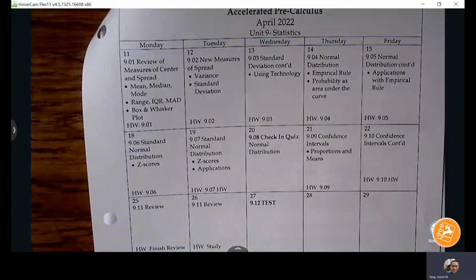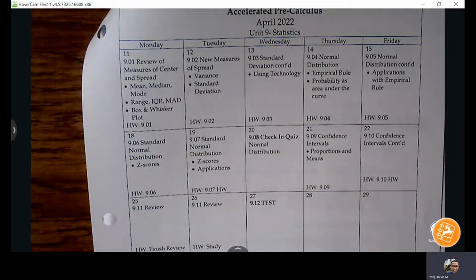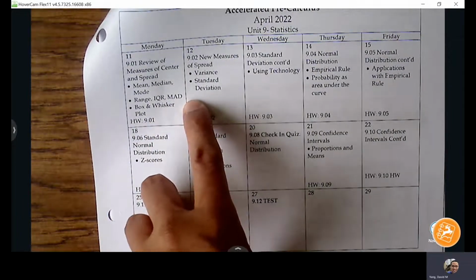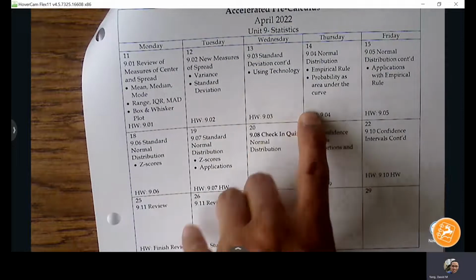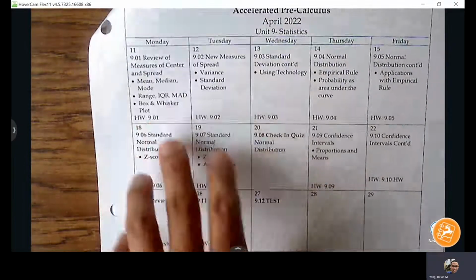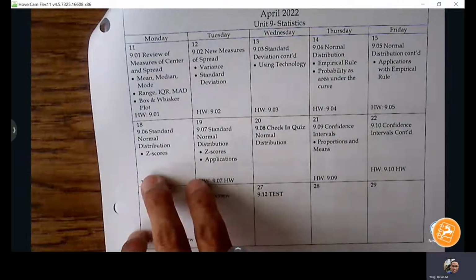So I feel like you've seen probably a lot of this already. Mean, median, mode, variance, standard deviation. I think a lot of this was covered in Algebra 1, but we're going to go back and review a lot of this. So normal distribution, I feel like a lot of this should feel like review.